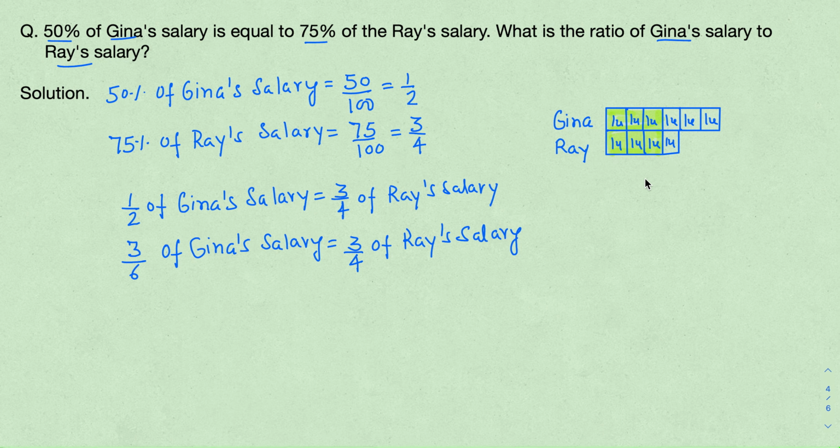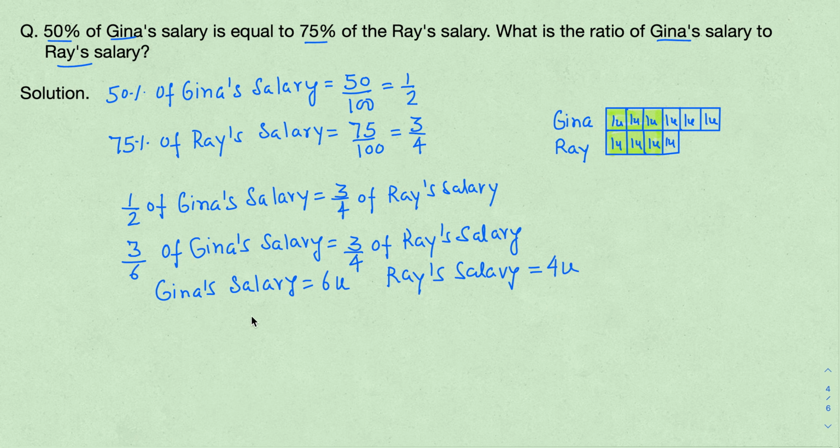Now from here what do we get? What is the total units of Gina's salary? So the total unit of Gina's salary is 6 units. You can get it either from the denominator, or from the model, right? So Gina's salary is basically 6 units. And how about Ray's? Ray's salary is 4 units, right?